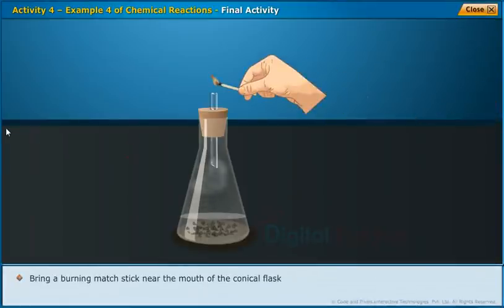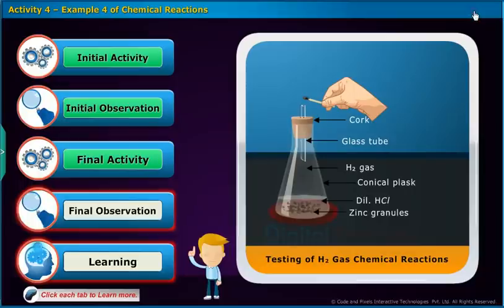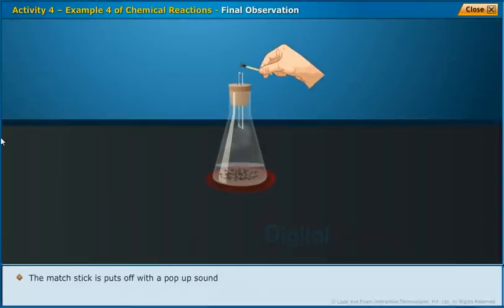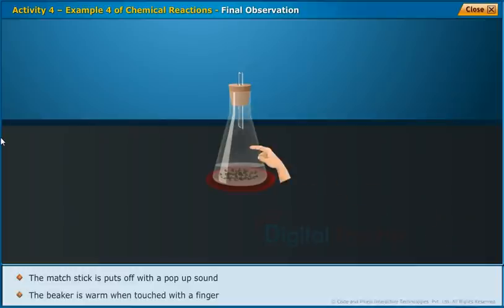Bring a burning matchstick near the mouth of the conical flask. The matchstick is put off with a pop sound. The flask is warm when touched with a finger.